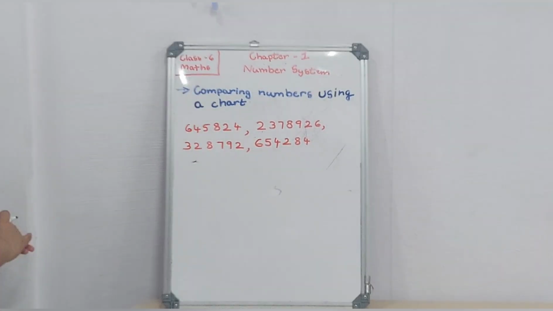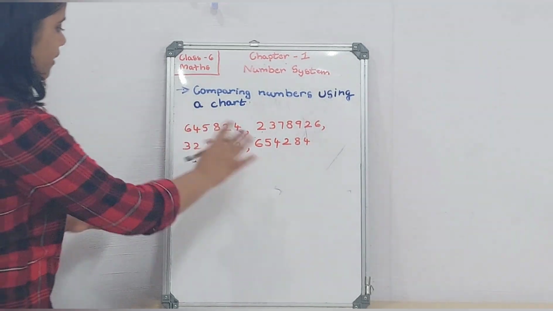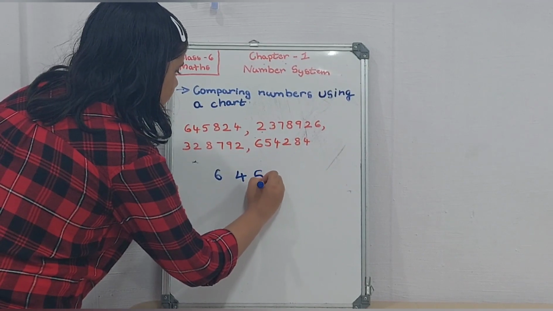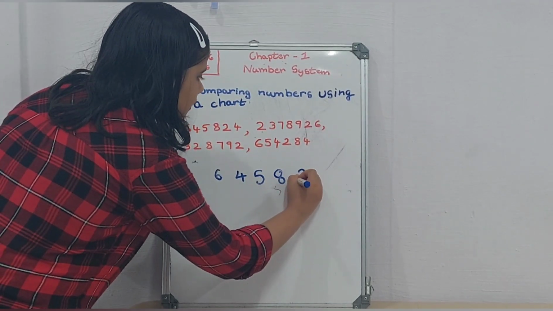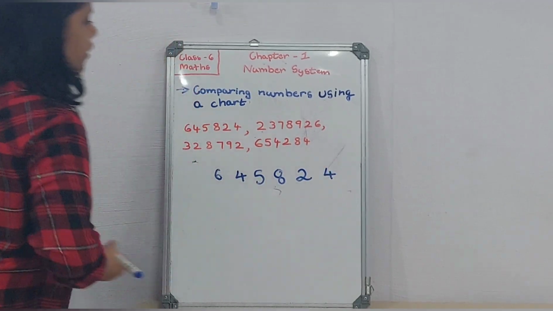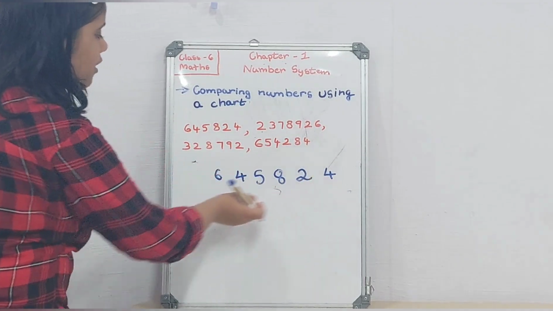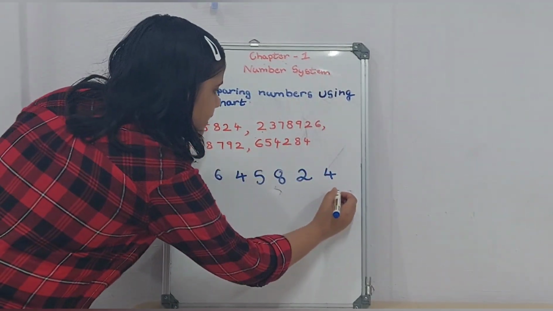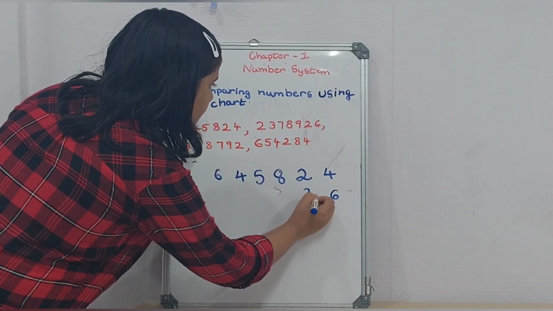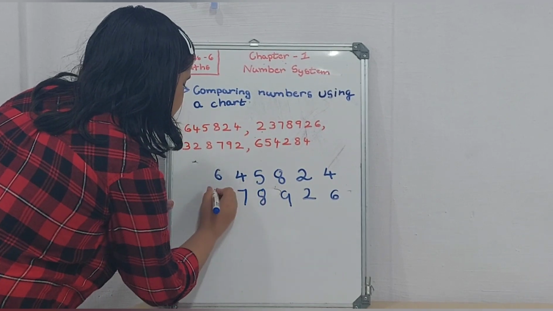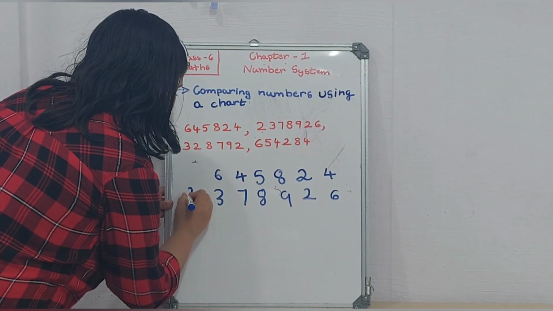So the first number we can write from the left side. Okay. So we'll write it down. 6, 4, 5, 8, 2, 4. The second number. Whenever you write the second number, we don't know if one number is less or more. So let us write from the ones place. So this is 6, 2, 9, 8, 7, 3, 2. Look, one number is more, right?